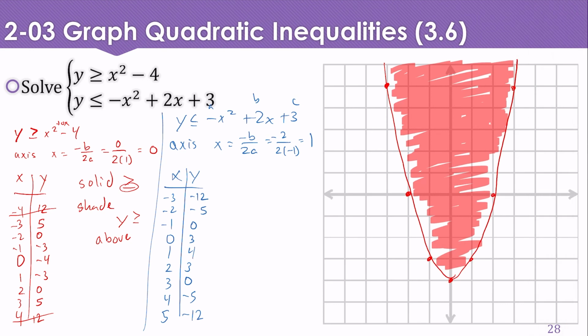All right, let's plot those. Again, I'm not going to do the ones where the y is in the 12, so I have negative 2, negative 5, negative 1, 0, 0, 3, 1, 4, and then we have symmetry. Our line is solid because it has the equal to. And our shading, its y is less than or equal to, so that means we are going below. So let's draw our curve.